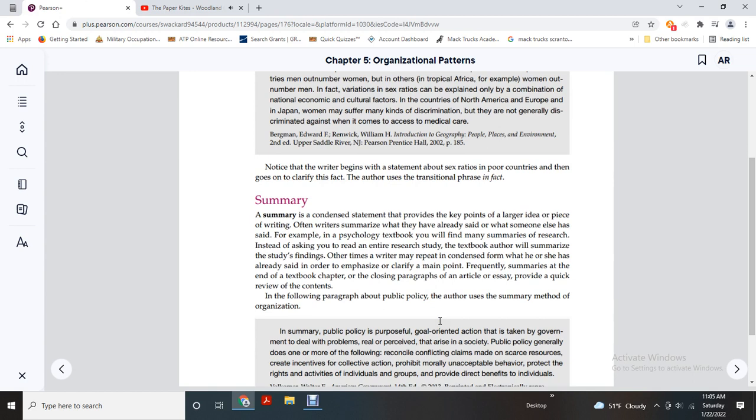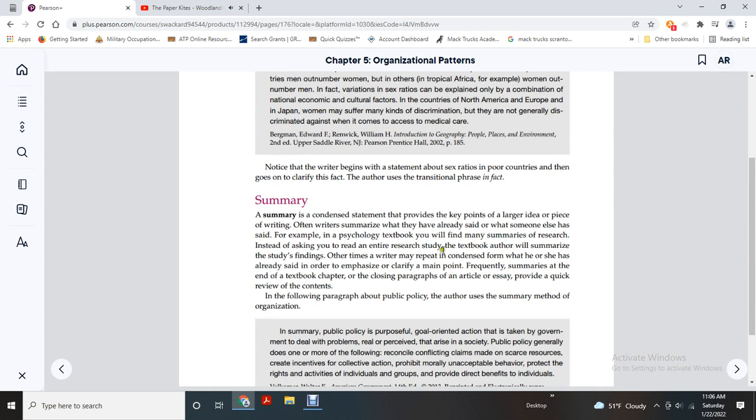Alright, the summary. A summary is a condensed statement that provides the key points, the large idea, of a piece of writing. Often writers summarize what they have already said or what someone else has said. For example, in a psychology textbook, you will find many summaries of research instead of the reading of the entire research study. The textbook author will summarize the study's findings.